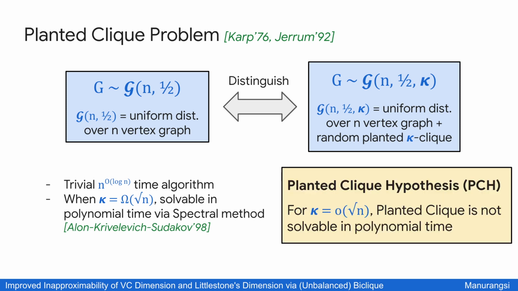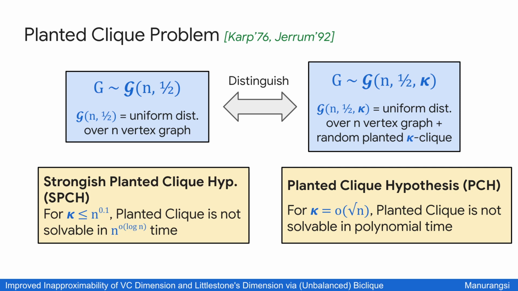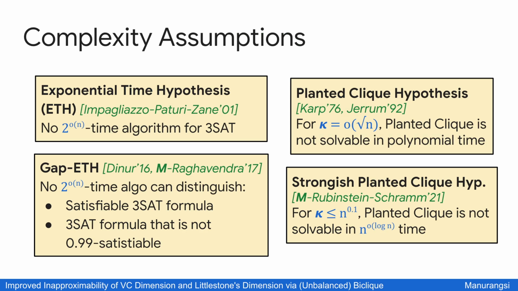The planted clique hypothesis, or PCH, states that this spectral algorithm is essentially the best possible in the sense that if k is little o of square root n, then the planted clique problem is not solvable in polynomial time. Recently, there is also an extension of this hypothesis called the strong-ish planted clique hypothesis, or SPCH, which states that if k is a small polynomial in n, then planted clique is not solvable in n to the little o of log n time, which means that essentially the brute force algorithm is the best possible that we can do in that case. Okay, so these are the 4 complexity assumptions that we'll be using in this work.